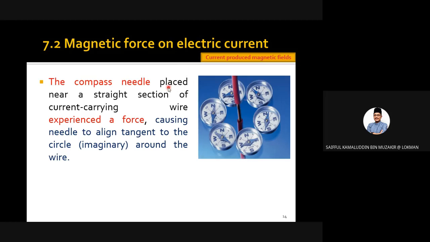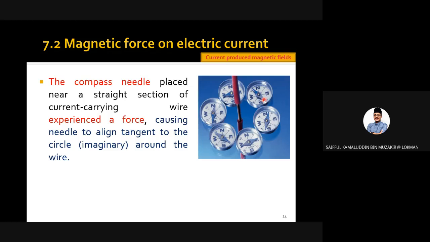A compass needle placed near a straight section of current carrying wire like this. If we have a current carrying wire like this, and you place the compass nearby the wire, it will show some deflection in the direction of the compass. So the compass needle placed near a straight section of current carrying wire experienced a force, causing the needle to align tangent to the imaginary circle around the wire. So it shows a circle like this.